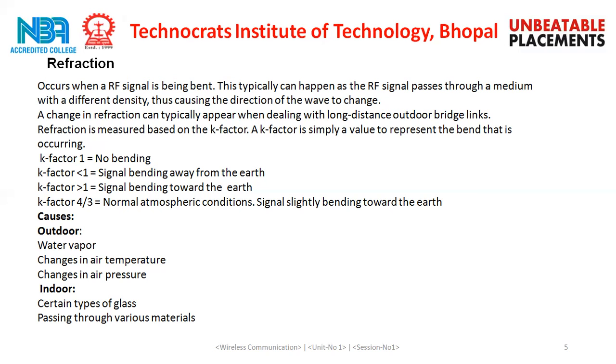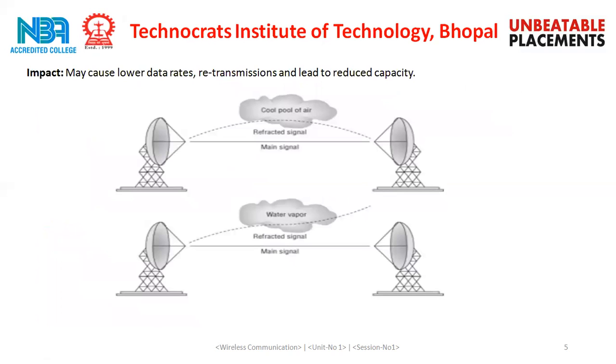There are various factors which cause refraction, and refraction covers both indoor as well as outdoor causes. The outdoor causes include water vapor, changes in air temperature, and changes in air pressure, whereas the indoor mechanism covers certain types of glass and passing through various materials. It covers all the factors by which refraction occurs.